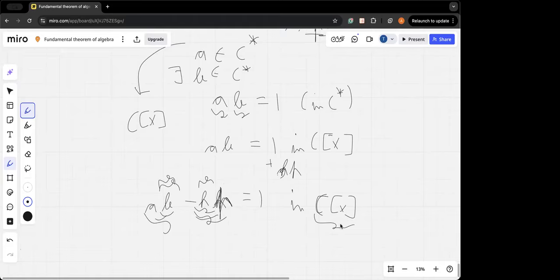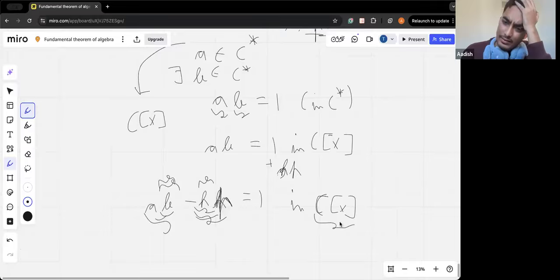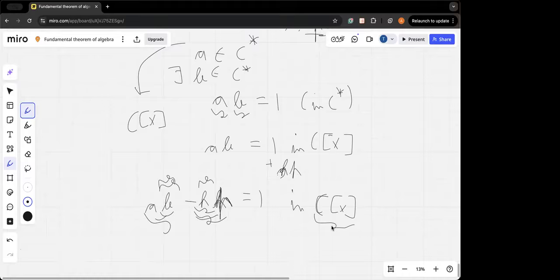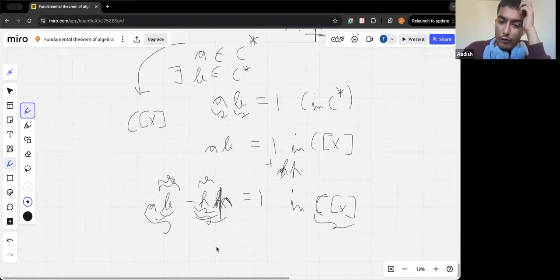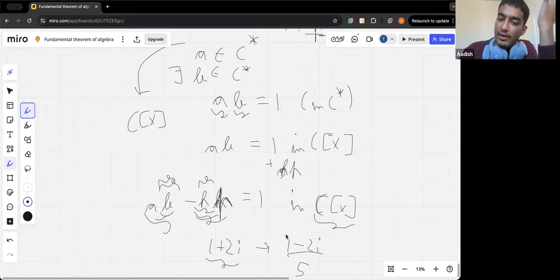But if it even was a polynomial in C star of X, we would still be fine, right? It doesn't have to be a pure complex number. It can be like the inverse of 1 plus 2i, which won't be a real number. It will be (1 minus 2i) by 5. Right, we are fine with that. This is a polynomial in I, and its inverse will be a polynomial in I.